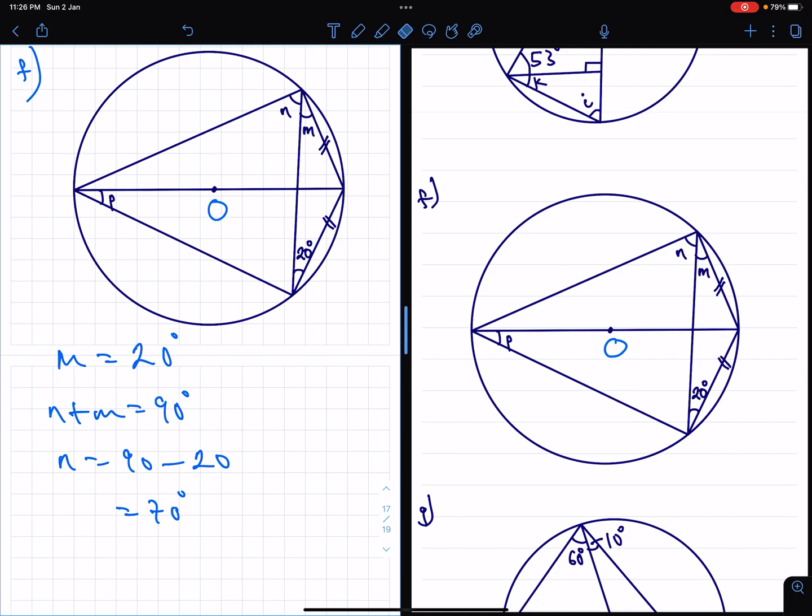If I find this angle, I know that this angle plus this angle is 180 degrees because they are opposite angles of a cyclic quadrilateral. But I don't know this tiny part yet. Can I find that? Let's see, what do I do here? How do I find P?